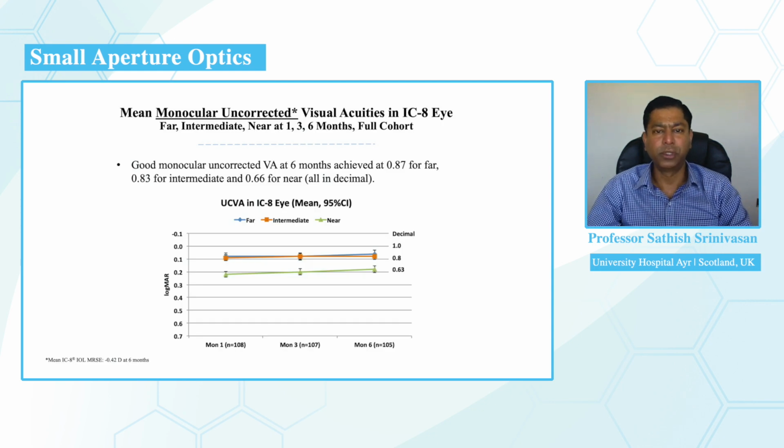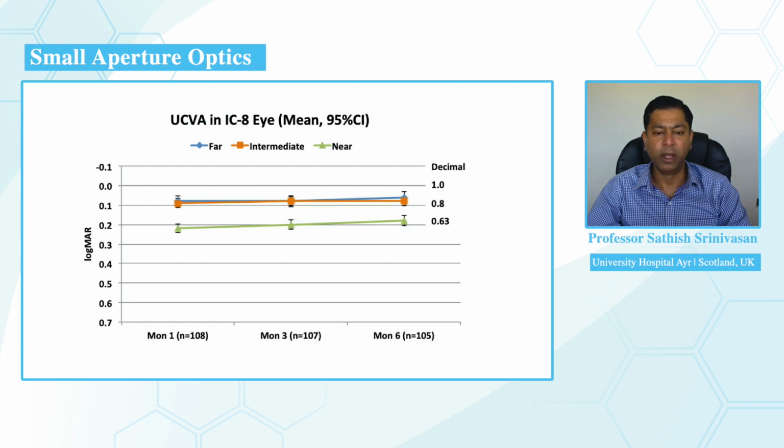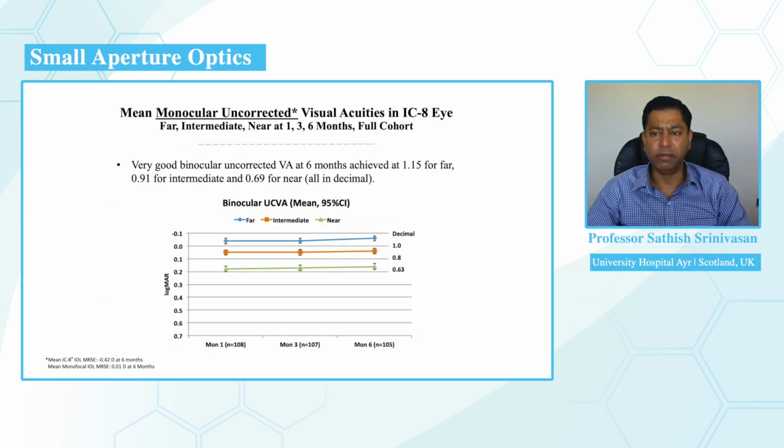This graph shows the mean monocular uncorrected visual acuities in the IC8 eye for far, intermediate, and near at 1, 3, and 6 months. The blue line depicts the uncorrected distance visual acuities in logMAR. The orange line depicts the uncorrected intermediate visual acuities in logMAR, and the green line depicts the uncorrected near visual acuity in logMAR at month 1, month 3, and month 6. And as you can see, these patients achieved excellent uncorrected distance, uncorrected intermediate, and uncorrected near visual acuities in the IC8 eye at month 1, month 3, and month 6.